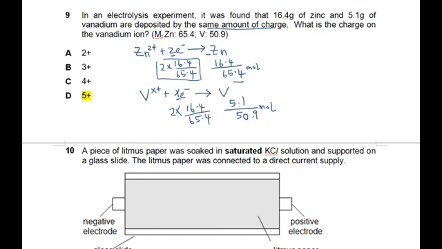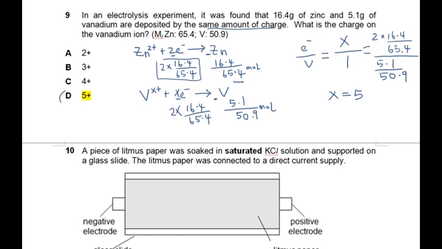So this is an e- here, this is a V here. So e- over V is equal to x over 1, and this is equal to 2 times 16.4 over 65.4 over 5.1 over 50.9. Okay, and since there is only one unknown, which is x, you can solve the equation and you get x to be 5. Therefore the answer is D.